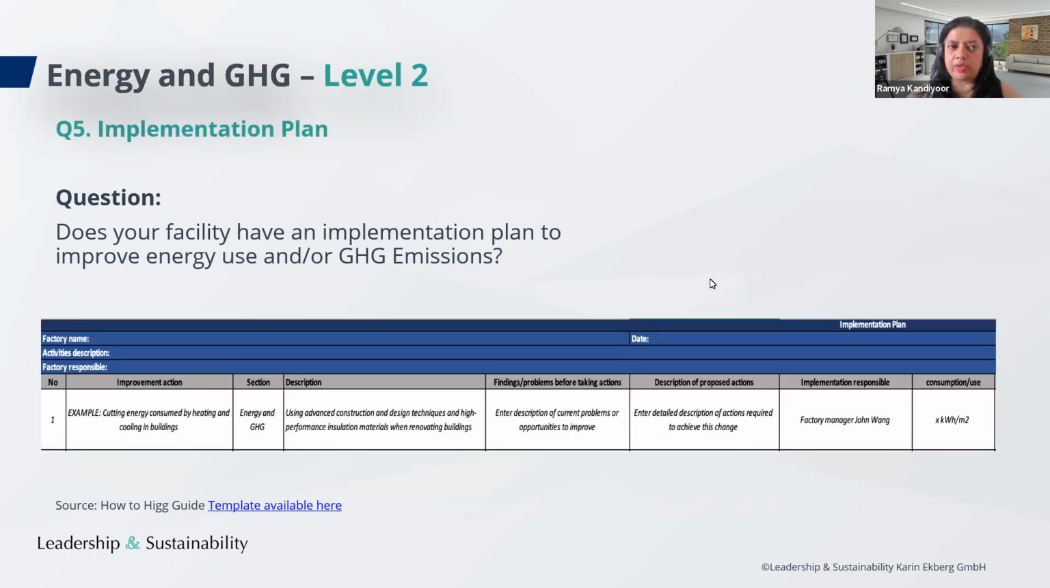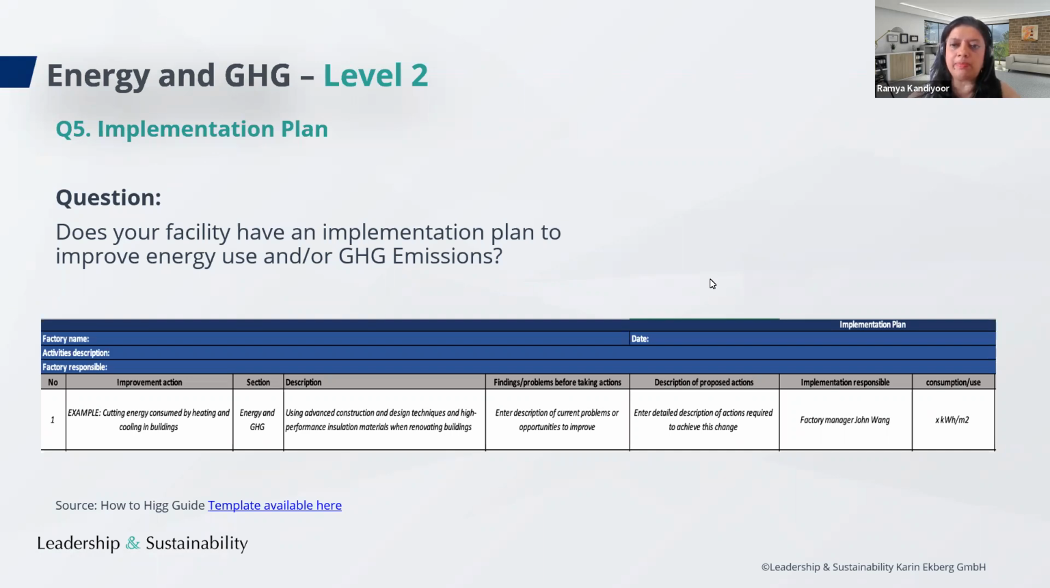And next we have the question on the implementation plan, which is, has your facility got an implementation plan to improve energy use or GHG emissions? This is an example that we have indicated. Here you would be required to upload a copy of the implementation plan that you have. This demonstrates that you, as a facility, are taking action to achieve your targeted reductions.